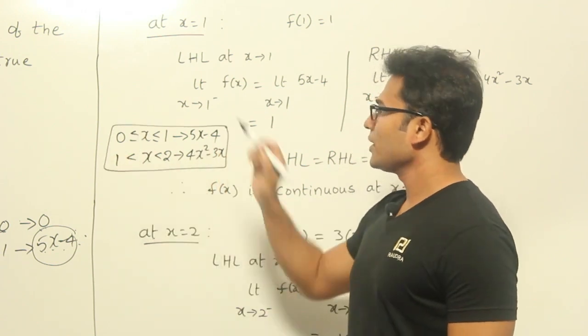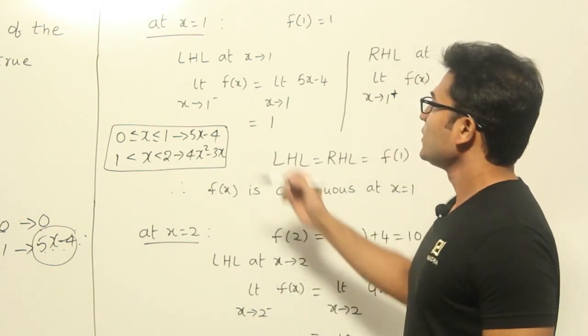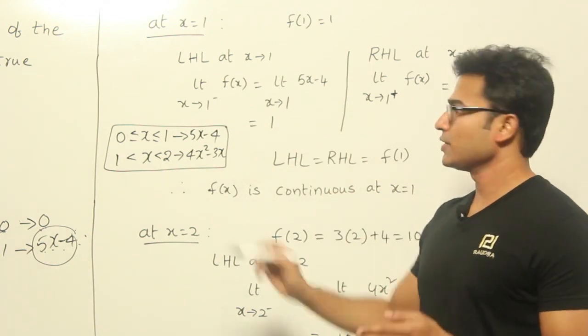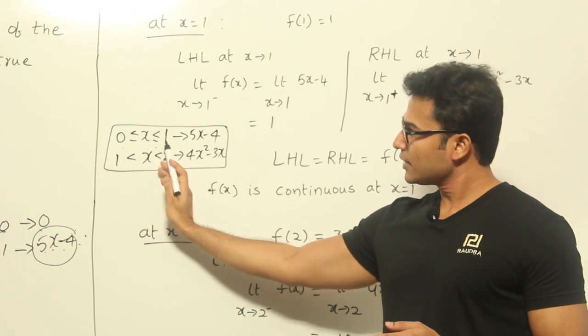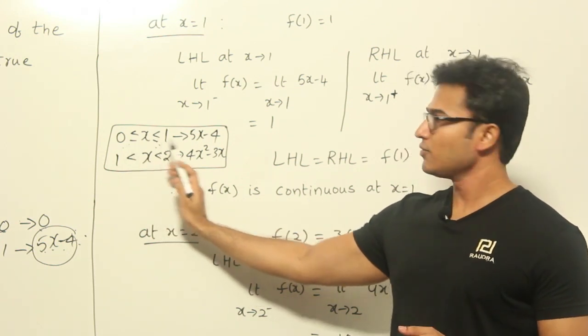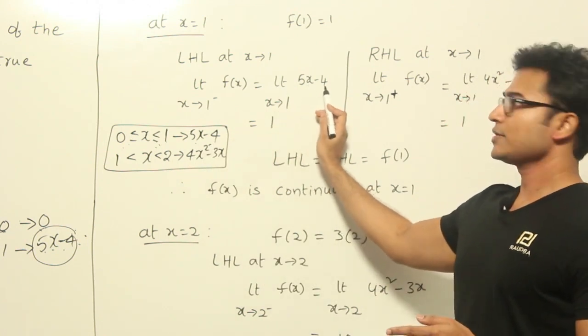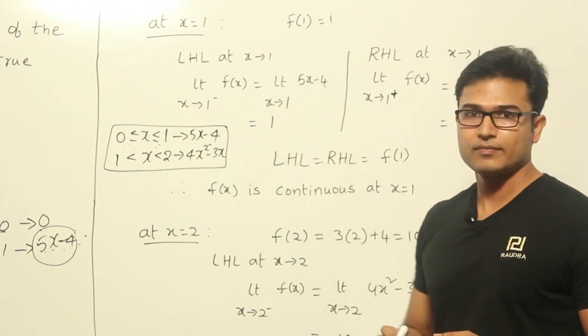Got it? Now let's try to find out the left hand limit, the right hand limit, and the value at x equal to 1. So first thing is the left hand limit. Left hand limit means whenever x is slightly less than 1. So if x is slightly less than 1, you can see this range, right? When x is slightly less than 1, we are going to fall here. Therefore, we have to use this function. Okay? So the function we are going to use is 5x minus 4, and in place of x, I am going to substitute 1.